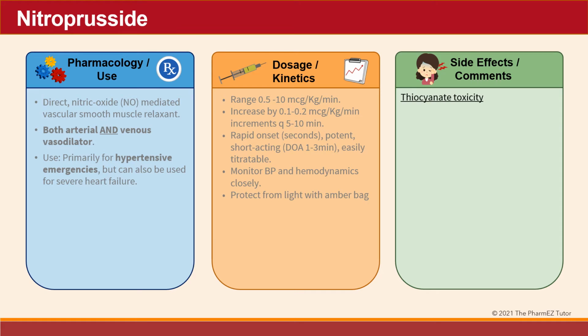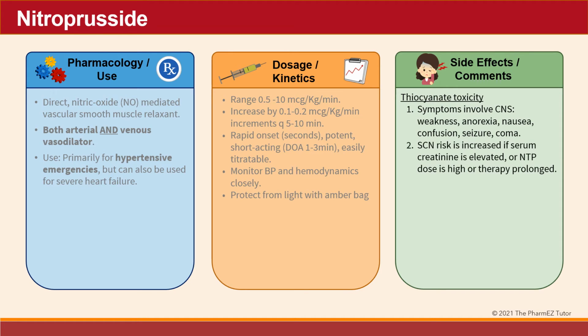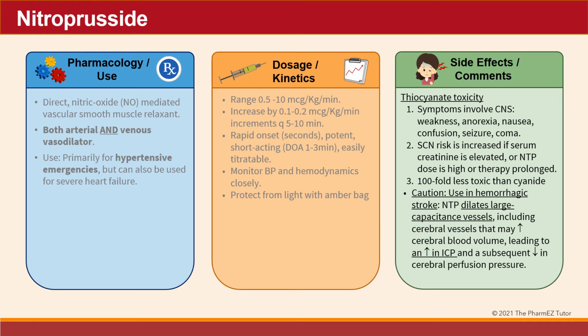In thiocyanate toxicity, symptoms primarily involve the central nervous system, with weakness, anorexia, nausea, confusion, seizure, or coma. Thiocyanate toxicity risk is increased if the serum creatinine is elevated, or the nitroprusside dose is high, or therapy is prolonged. It's 100-fold less toxic than cyanide toxicity.